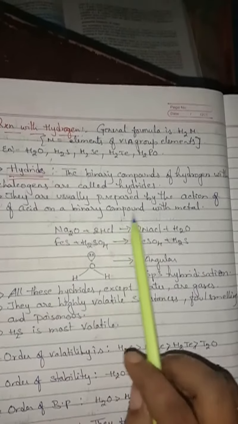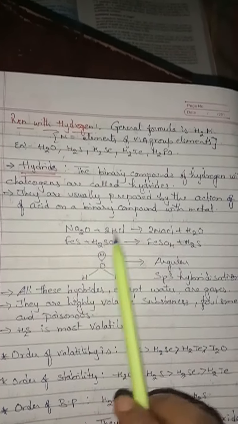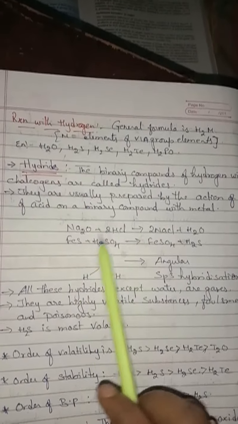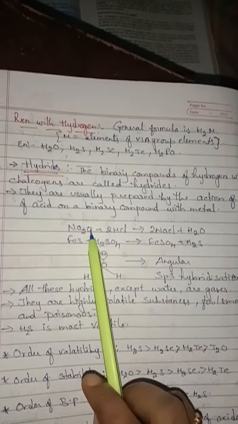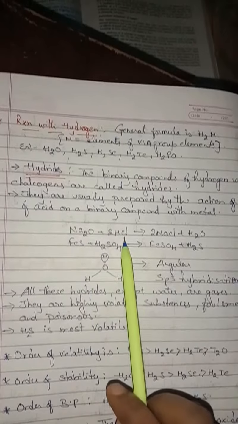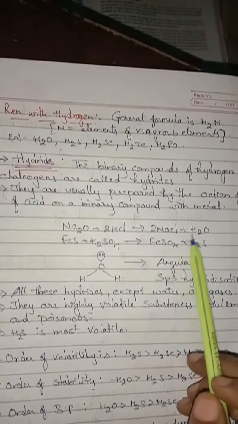They are usually prepared by the action of an acid on a binary compound with a metal. Look here, this is sodium oxide. When sodium oxide reacts with hydrochloric acid, what do they form? The sodium combines with chlorine to give salt, and the oxygen combines with hydrogen to form water. So Na2O plus 2HCl gives rise to 2NaCl plus H2O.